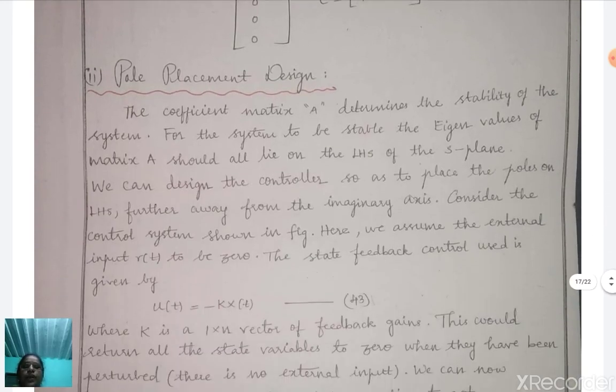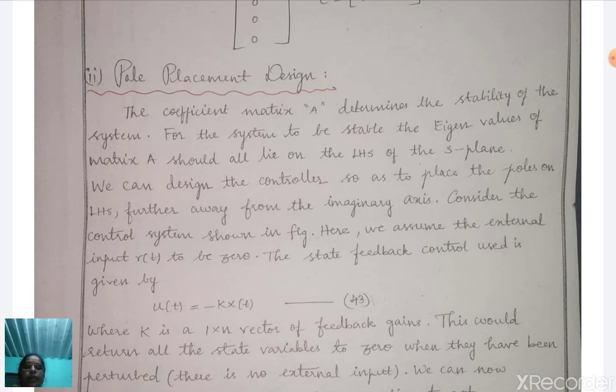What do you mean by pole placement design? The coefficient matrix A determines the stability of the system. For the system to be stable, the eigenvalues of the matrix A should all lie on the left hand side of the S-plane. We can design the controller so as to place the poles on the left hand side further away from the imaginary axis. Consider the control system which is shown in the figure only. Here we assume that the external input R of t to be 0.